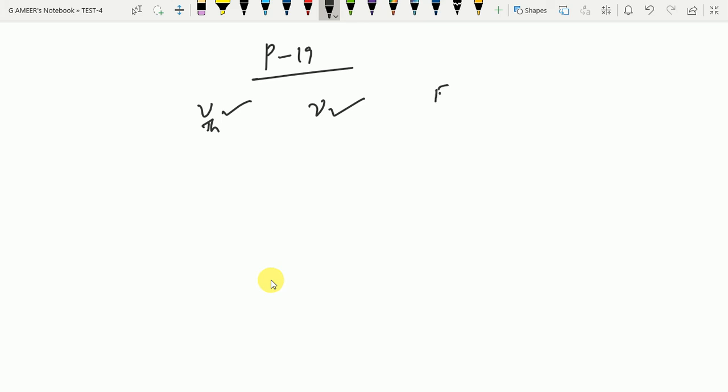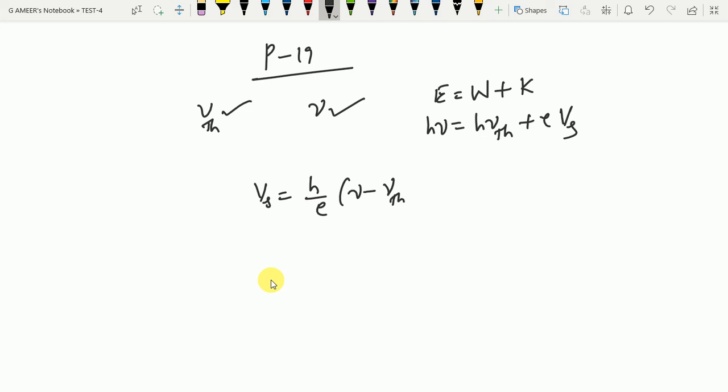So energy E is equal to work function plus maximum kinetic energy, that is h nu plus threshold is h nu naught, stopping potential into E into Vs. So I need to estimate here Vs, that will become h by E into nu minus nu threshold. So I have all the values if I substitute here.